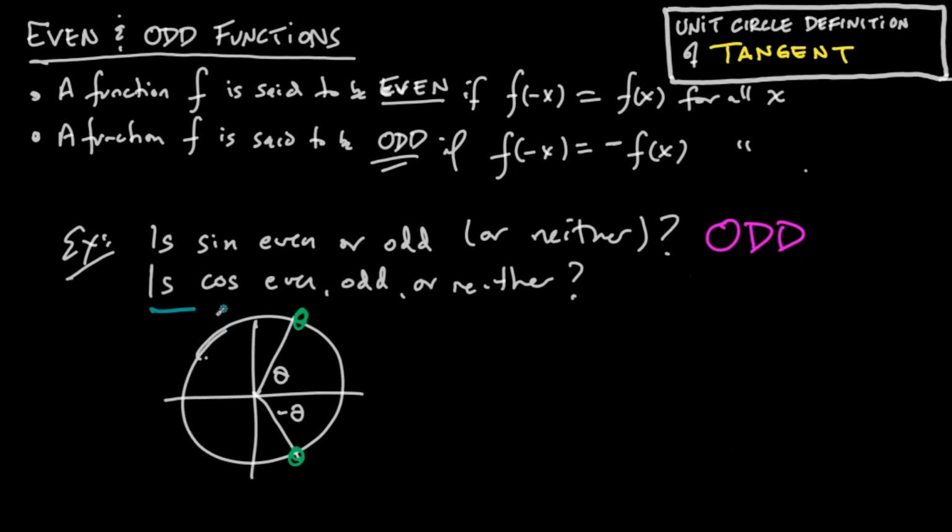Or how about this? Is cosine even, odd, or neither? Well, look at the exact same picture. Cosine of minus theta is the x-coordinate here. Cosine of theta is the x-coordinate here. Clearly, they have the same x-coordinate, no matter what theta is. So that means cosine is even.